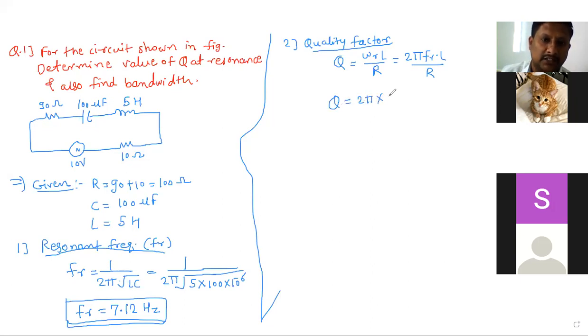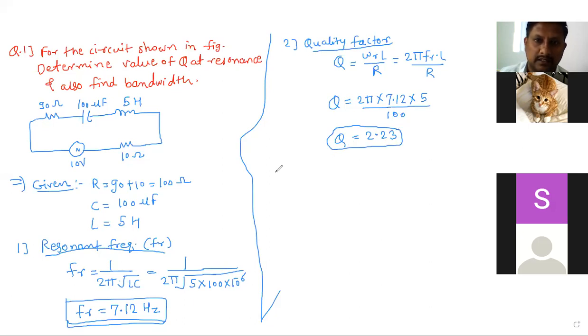2 pi into FR, where FR is 7.12, and the L value is 5, divided by the resistance value R, which is 100. So if you calculate the Q value, you can get 2.23. Yes. Next, the third one.